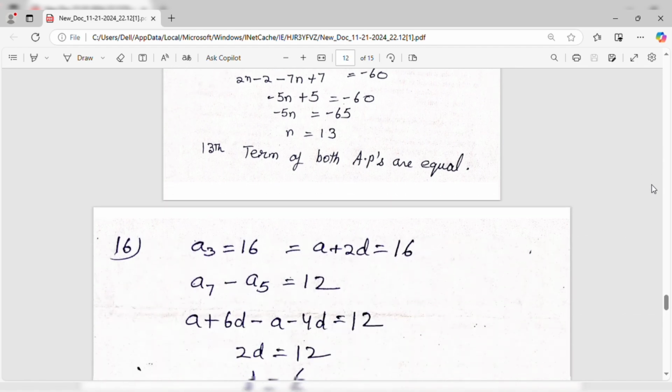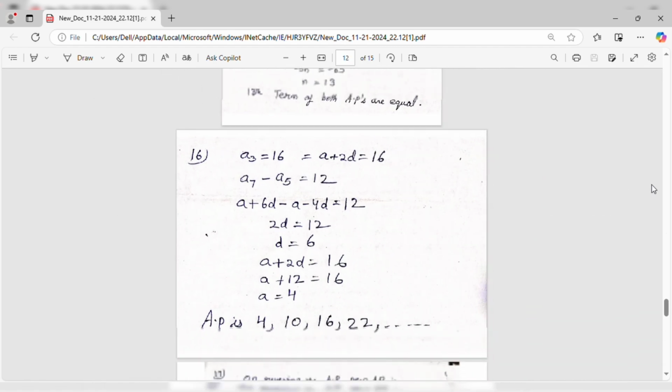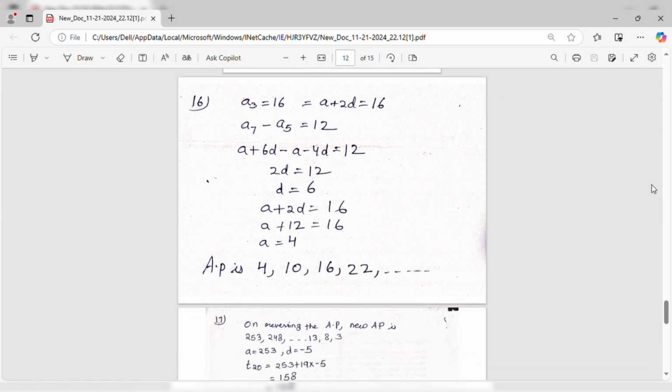16th question. Determine the AP whose third term is 16 and seventh term exceeds the fifth term by 12. So the third term is 16, so a plus 2d is 16, and a7 minus a5 is 12. By solving this we will get d as 6, and after substituting it in the first equation a plus 2d equals 16, we will get a as 4. So the AP is 4, 10, 16, 22 and so on.